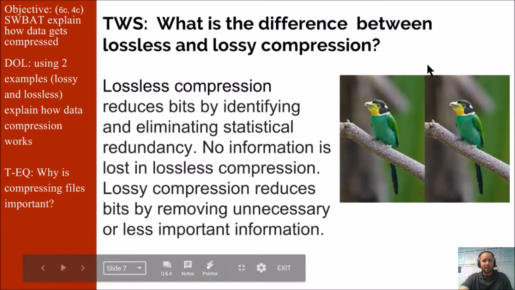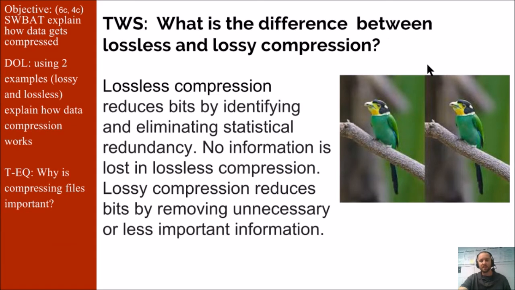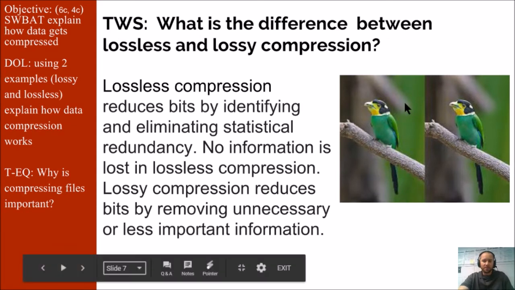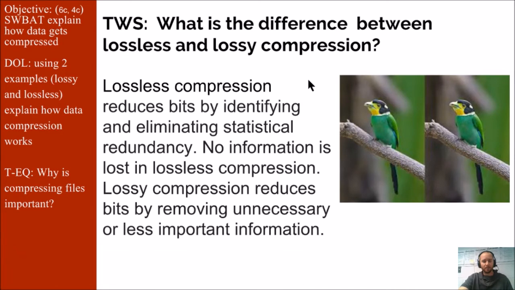So if you're struggling at this point, what is the difference between lossless and lousy compression? Here's an image example. Can you even tell the difference between the two images? Lossless compression reduces bits by identifying and eliminating the redundancy, so there is no information lost. Now, lousy compression or lossy compression reduces bits. If you're looking at this picture, the lossy doesn't seem very lousy at all. I mean, there is very little difference between these two birds.